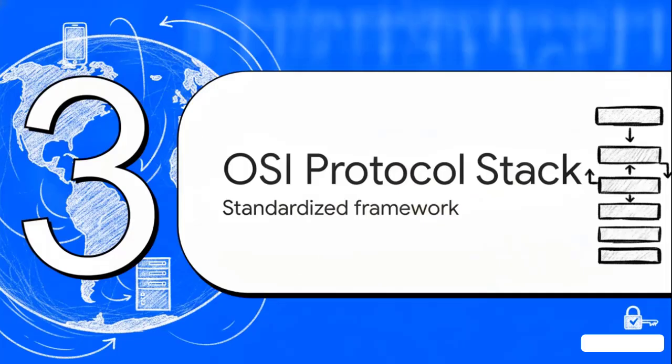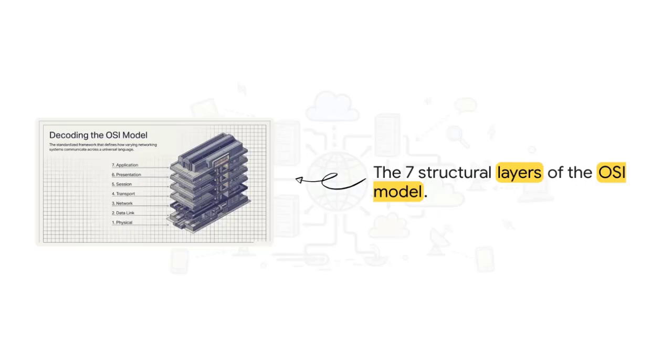All right, Section 3, the OSI protocol stack. Let's talk about the standardized framework that actually makes this possible. So, the crucial point is that the Open Systems Interconnection, or OSI model, provides the strict, universal language for data transit.